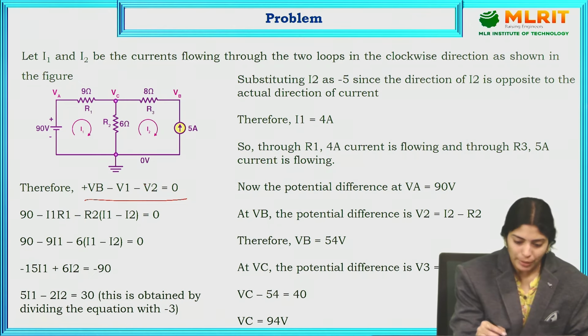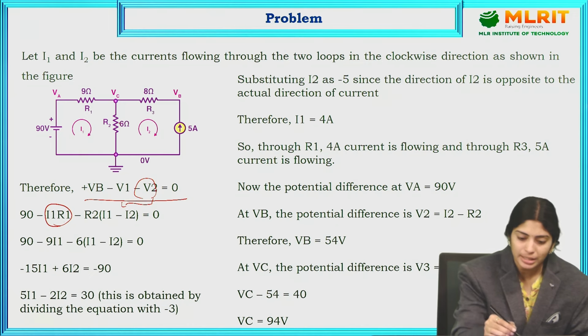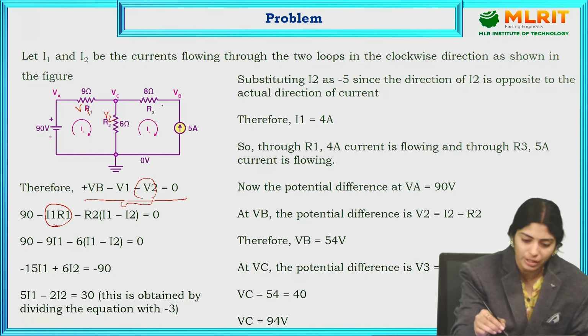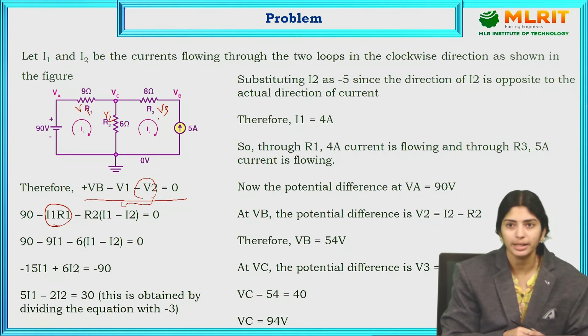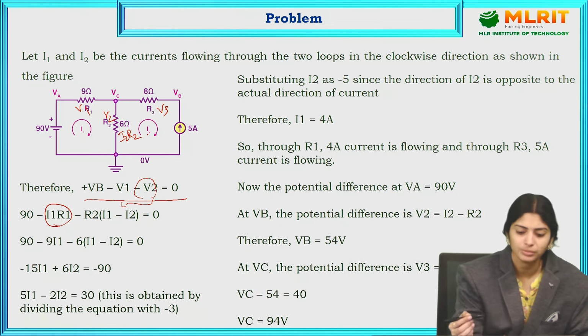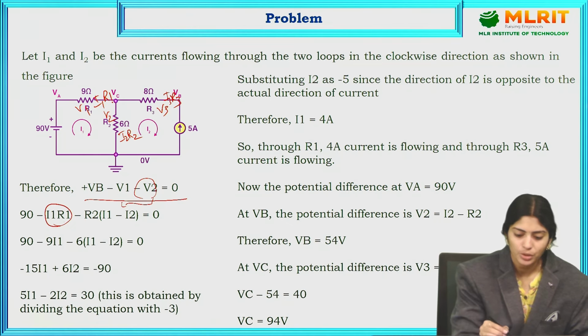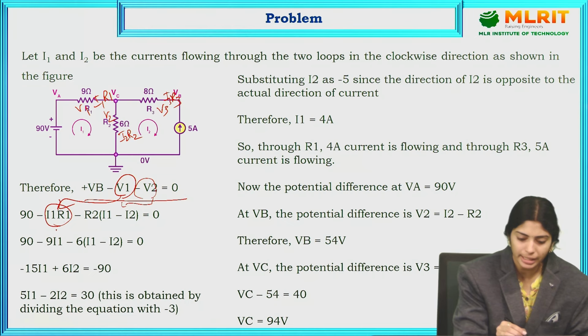Now we have to write down the values here. VB is 90 volts. Next V1, V means I1 into R1, by Ohm's law V is equal to I into R. Minus V2. Here there will be V2, here there will be V1, here there will be V3. V2 means I2 into R2, and V3 means I3 into R3. So V1 means I1 into R1.